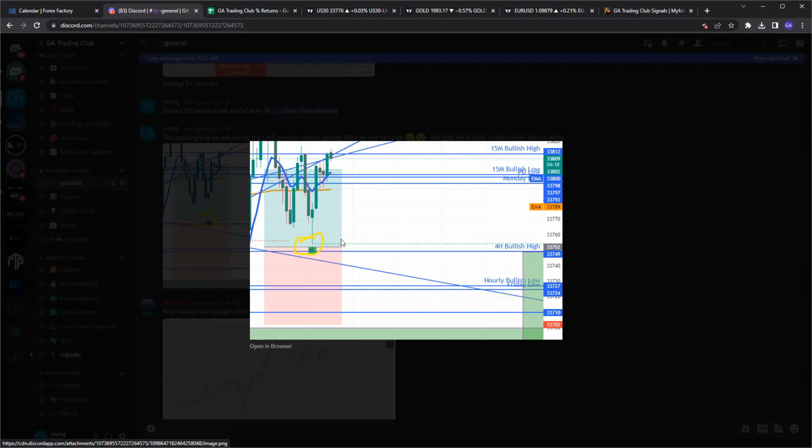At that point, the trade is still valid, right? However, that was when I should have been filled in, right? Because what were we waiting for? You should always ask yourself that, right? What was the confluence for this trade? The confluence for this trade was the retest of the trend line or retest of the 4-hour bullish high.